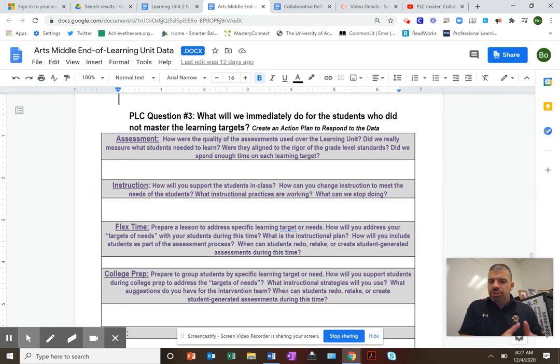Instruction. How will we support the students in class? How can you change instruction to meet the needs of the students? The big question here is, what can we stop doing? Is there anything we could stop doing because kids aren't learning? Let's stop doing it.